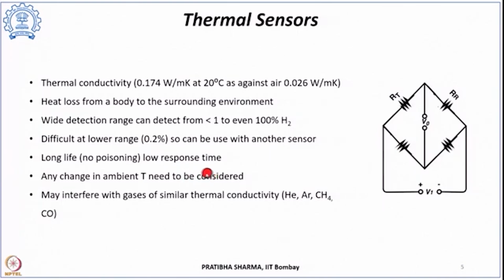But the important thing that we need to remember, or the disadvantage, is that if there is any change in the ambient temperature, that correction we will have to include. So that ambient temperature change needs to be considered in a thermal sensor. Besides that, there could be interference from any other gas also, like any gas which has a similar thermal conductivity as that of hydrogen, like helium or argon, methane or carbon monoxide. In that case it will interfere with the sensing of hydrogen. So that is the major disadvantage of the thermal sensors.